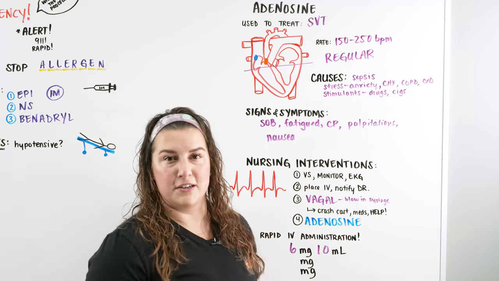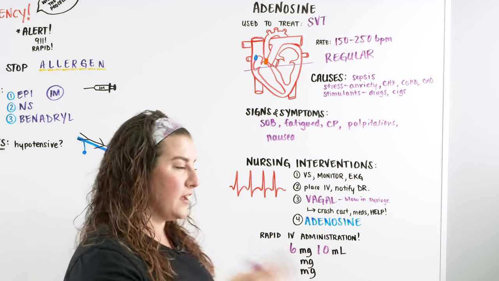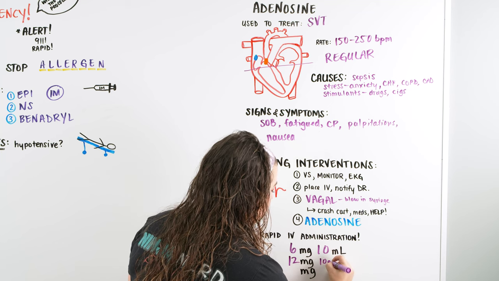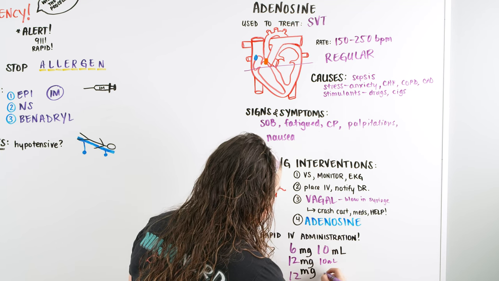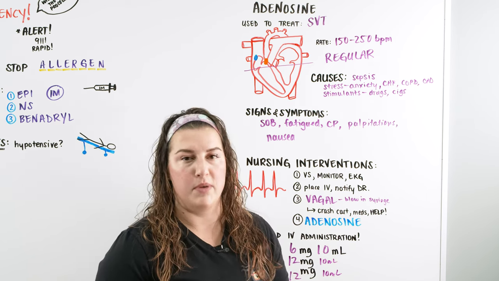Will it come back normal sinus rhythm? Hopefully. Hopefully we only do a 6 milligram dose and that's it. If not, we can repeat the dose. We can do a 12 with a 10 ml flush. And then we can do another 12 with a 10 ml flush. Usually at this point, the doc will decide to use some other type of medication.